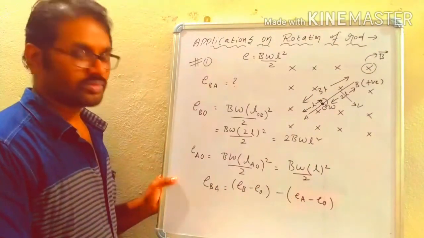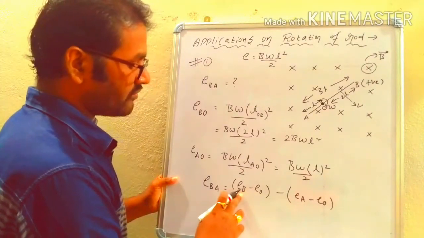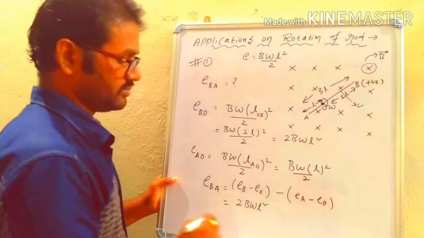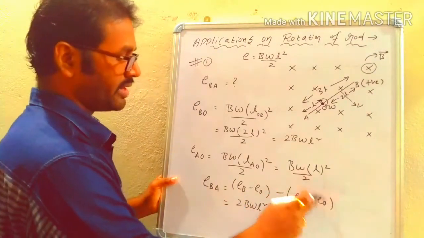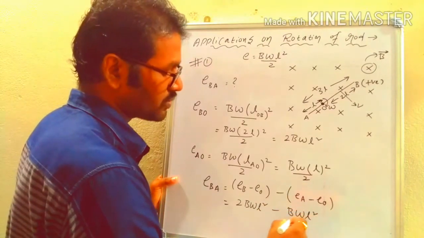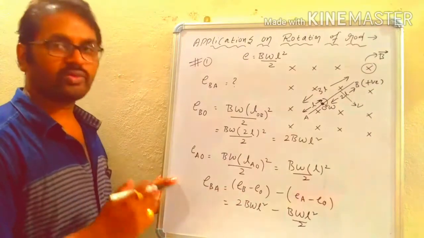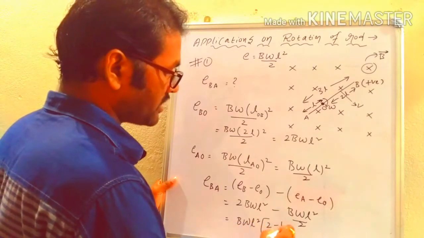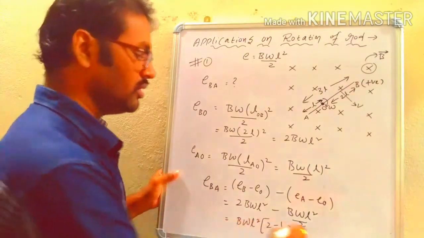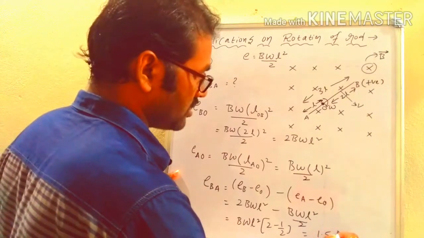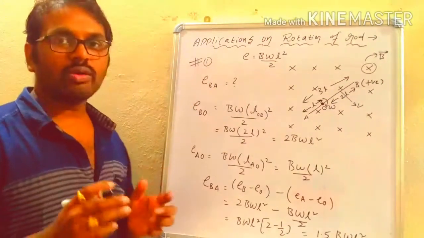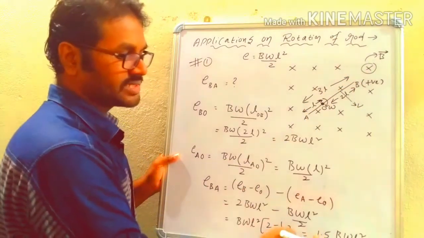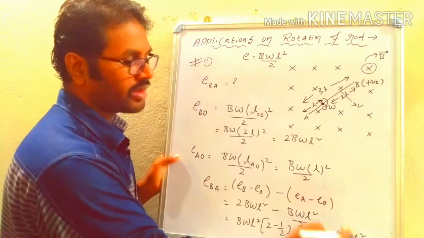So what we require is E_B minus E_O, the EMF induced across BO. We got the result, which is equal to 2B omega L square, minus the EMF across O and A, which is B omega L square divided by 2. By taking B omega L square common, how much will you get? 2 minus half, that is 2 minus 0.5, which comes as 1.5 times B omega L square. So the EMF induced across the two points B and A is 1.5 times B omega L square.